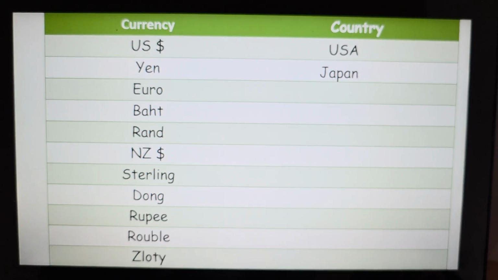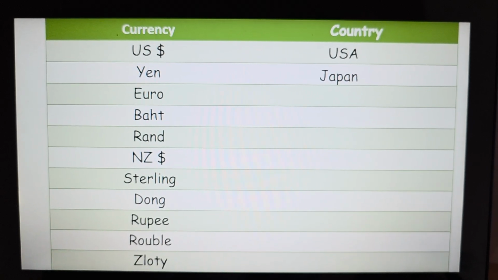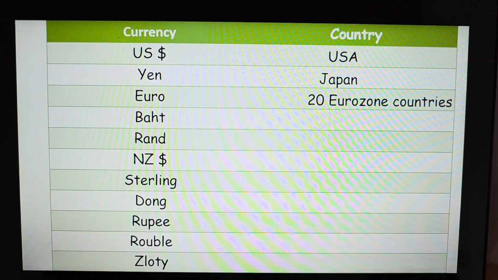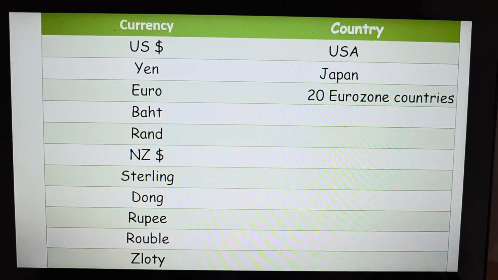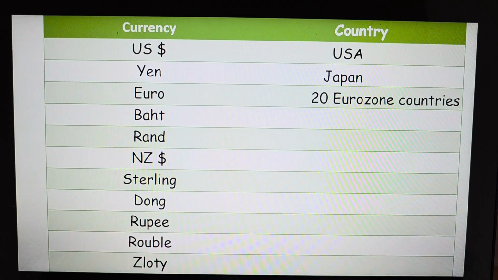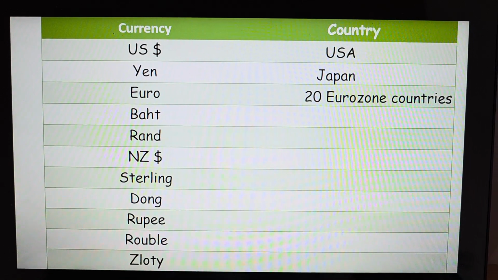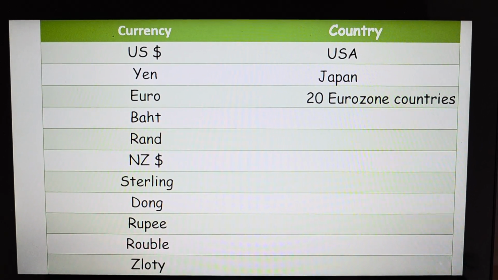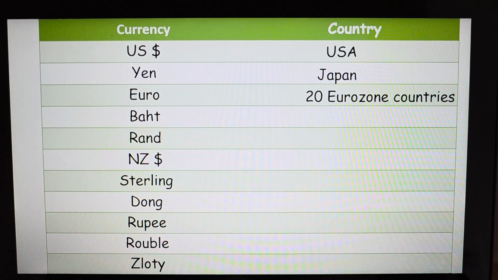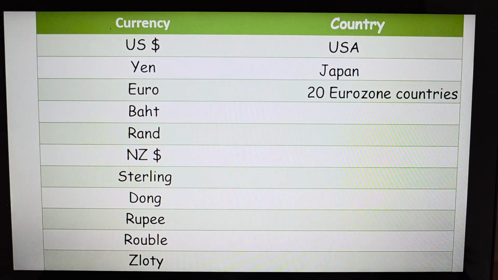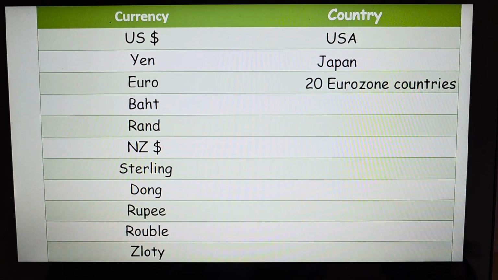The euro belongs to the 20 Eurozone countries within the EU. Not all the EU countries use the euro. So like, for example, Poland, it's part of the EU, but it doesn't use the euro. All right, so there are only 20 Eurozone countries that do use the euro currently. That could go up or go down if countries in the EU decide to take in the euro. Or maybe they could decide to get out of the euro and go back to their original currencies. It could do that too.